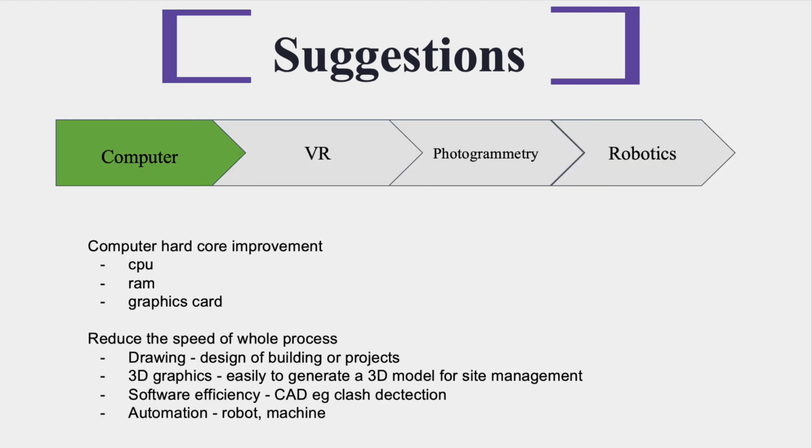The evolution of the computer improves the CPU, with faster speed, and the RAM, with which people can run more software at the same time. With the graphic card, people can do 3D graphics more easily. It can reduce the time of the whole process, such as drawing and designing the building or the project. The 3D graphics make it easy to generate a 3D model for the site management, and the software efficiency, such as CAD, lets us do the clash detection very quickly, and the automation, the robot and the machine.